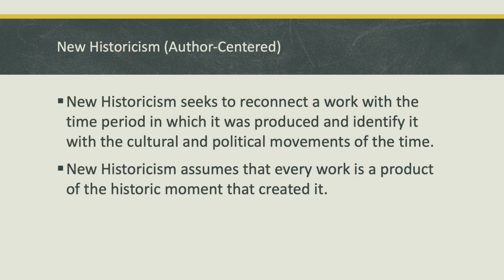If you remember earlier, we saw that new criticism tries to only think about the book itself and not the history in which the book was created. New historicism, on the other hand, looks at the period in which a book was created, particularly the culture and the politics of that moment. It's an author-centered type of approach. It assumes that every book is the product of the historic moment that created it.